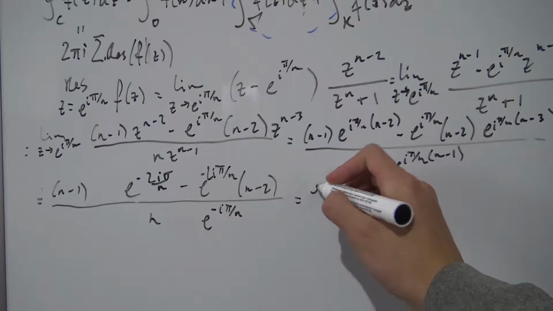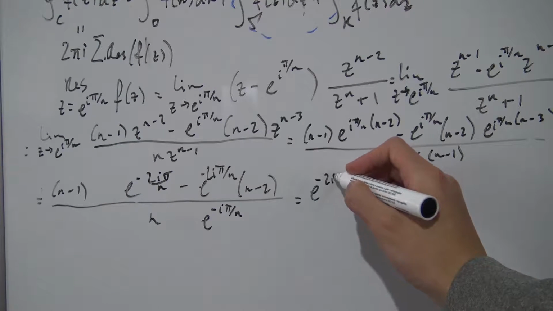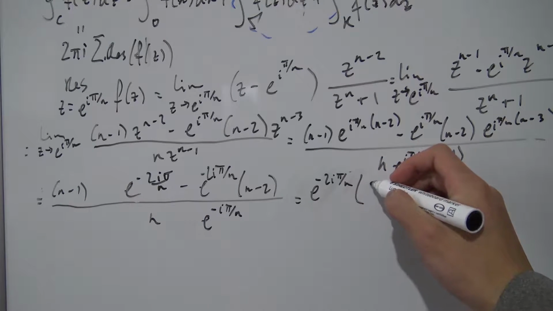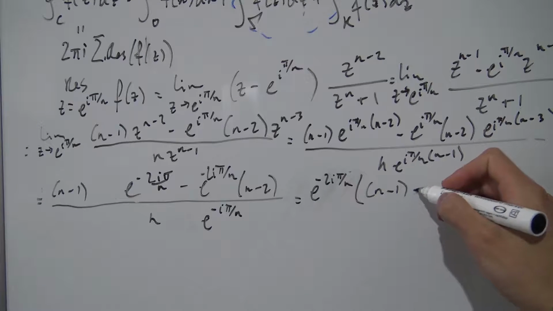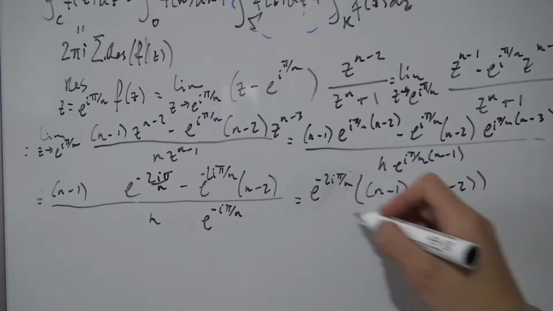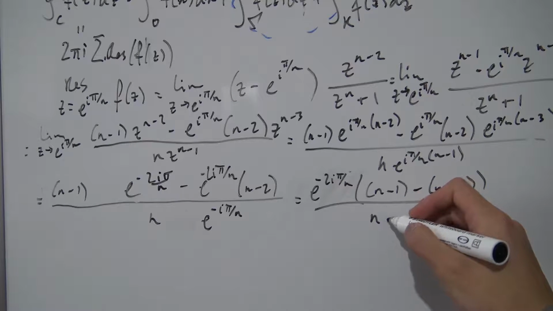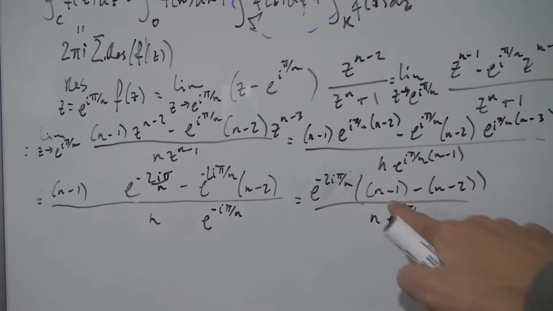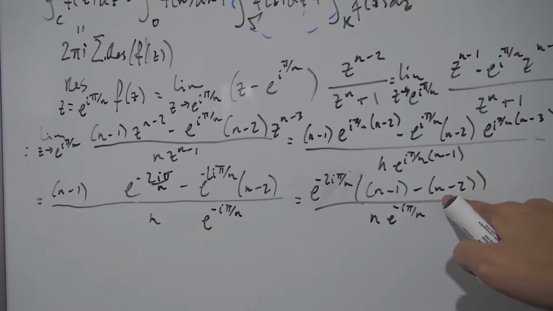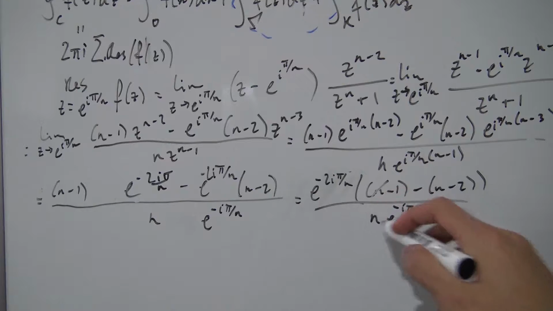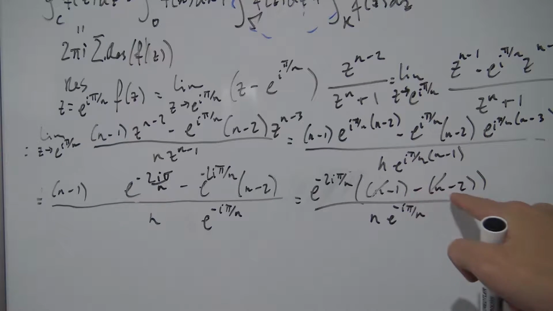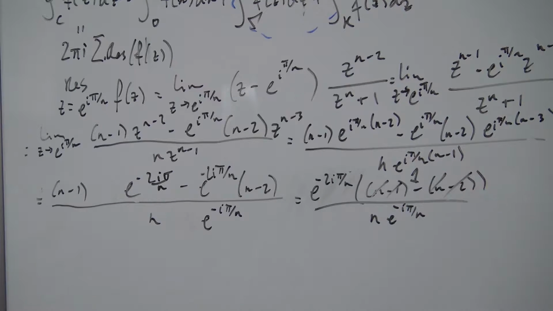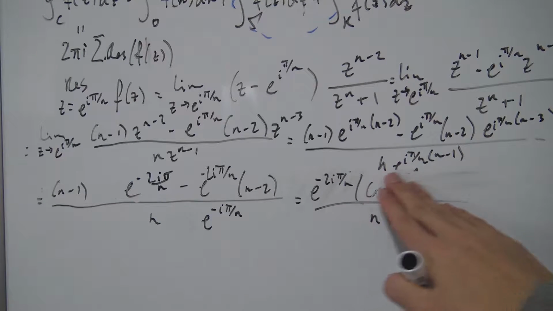So now we're going to have e to the negative 2i pi over n, and on the inside we're just factoring, so we're going to have n minus 1 minus n minus 2. Okay, and everything's still divided by n times e to the negative i pi over n. Okay, right in here, n minus n, that's exactly 0, so those cancel out. Negative 1, negative, negative are positive, so negative 1 plus 2, that's 1. So all of that turns into 1. So we can forget about that junk right there.